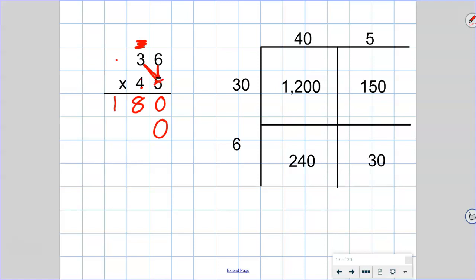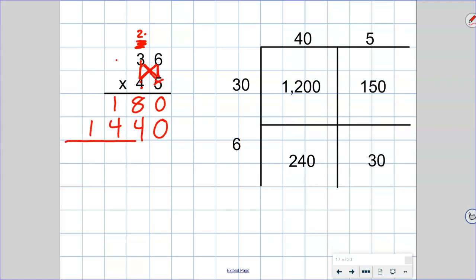We're going to go diagonally, and we're going to do 4 times 6. And 4 times 6 gives us 24. So I'm going to carry the 2 up above the next place and leave the 4. And now I have to do the 4 times 3. So 4 times 3 is 12. And when I add that 2 up above, that gives me 14. So now I'm going to come down here and write the number 14.